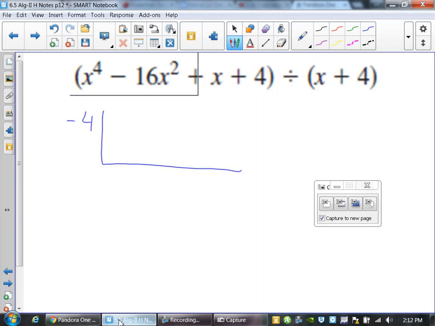So then you go through 1, 0, negative 16, 1, and 4. Drop the first term and go. Yay! Yes, I did it right. Oh, that's negatives.